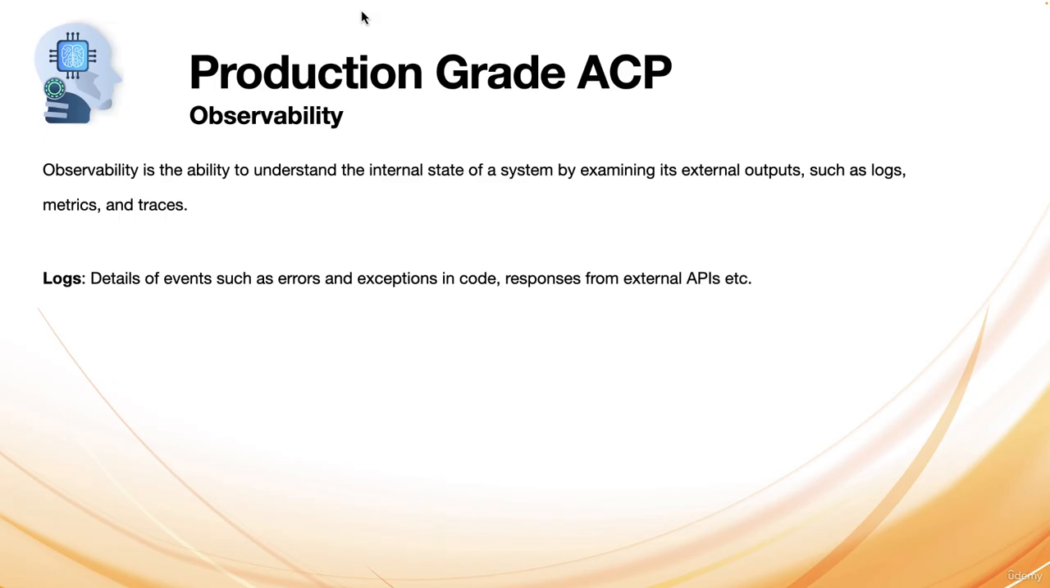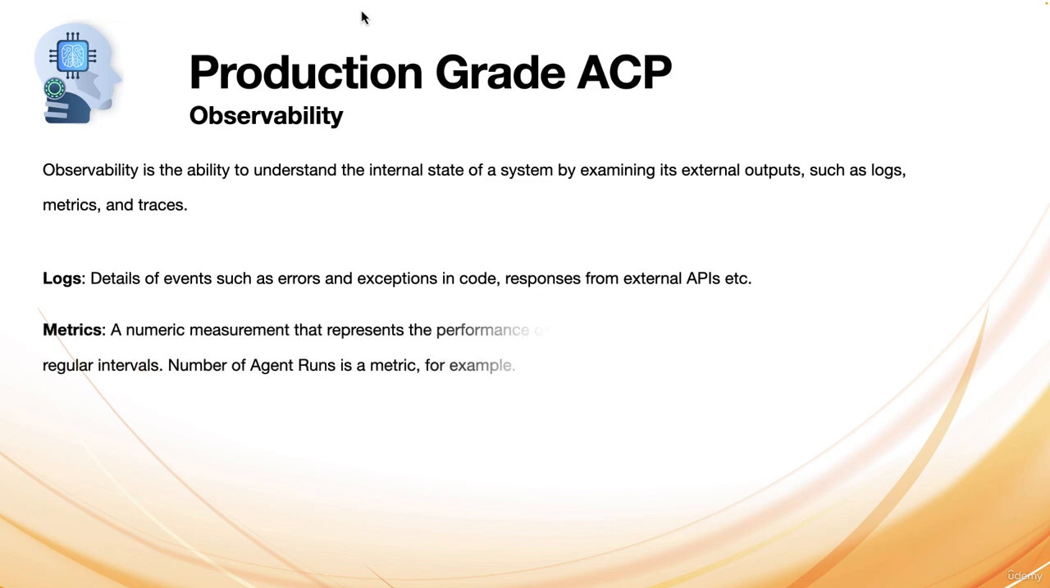In observability, logs refers to the details of events such as errors and exceptions in code or responses from external APIs. A metric is a numeric measurement that represents the performance or behavior of a system over time, typically collected at a regular interval. For example, number of agent runs is a metric.